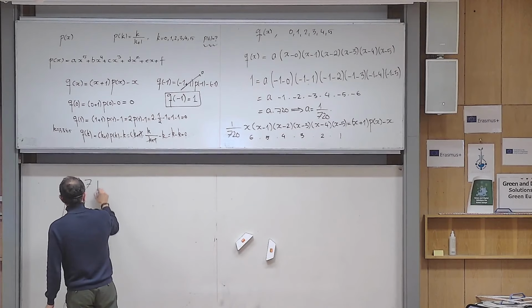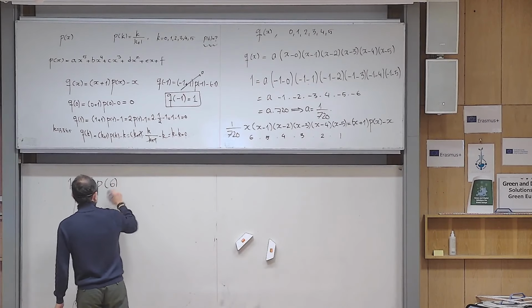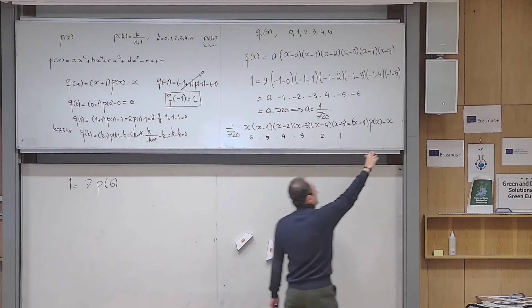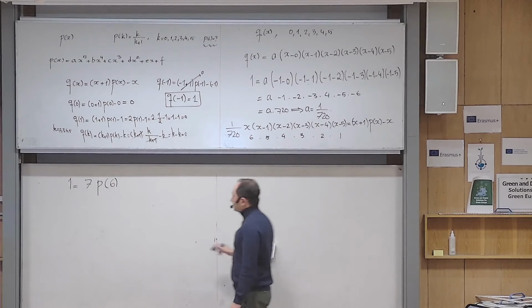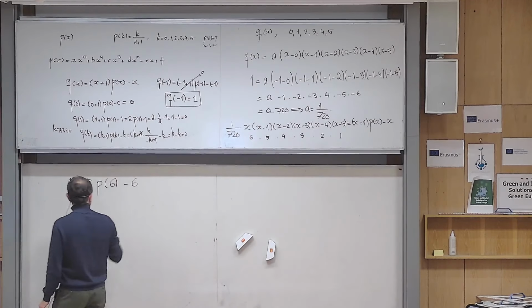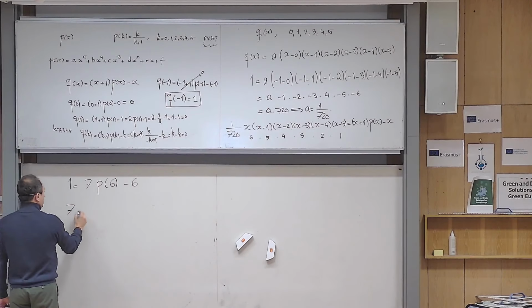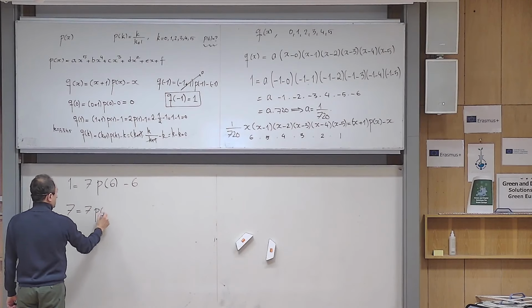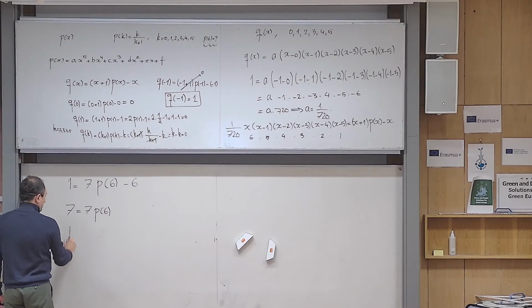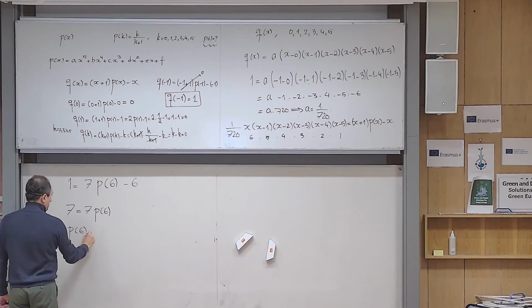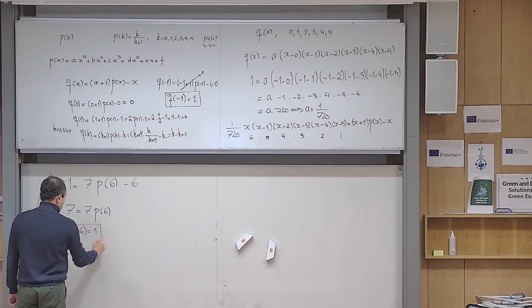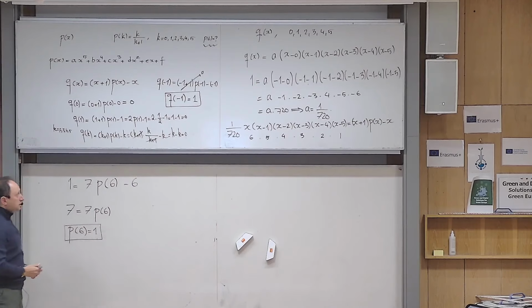And then I have p of 6. This should also be replaced by 6. Okay, and then what happens? I move 6 to the other side. It becomes 7 equals 7 p of 6. And I am looking for p of 6, so I divide everything by 7. And the answer becomes 1. Yes?